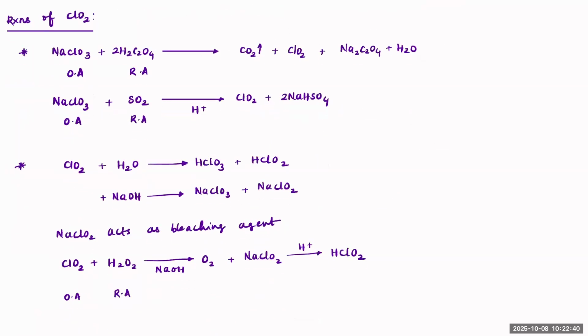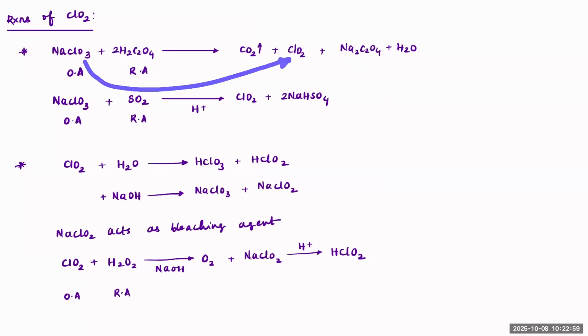Next, ClO2 reactions. If you notice NaClO3 and H2C2O4, that is oxalic acid. Oxalic acid will convert itself into CO2 and chlorine will get reduced to ClO2. Some part of that will still remain as oxalate and water. Got it? And the oxidizing agent, when you react with SO2, this will reduce into ClO2 and SO2 will get further oxidized to NaHSO4.